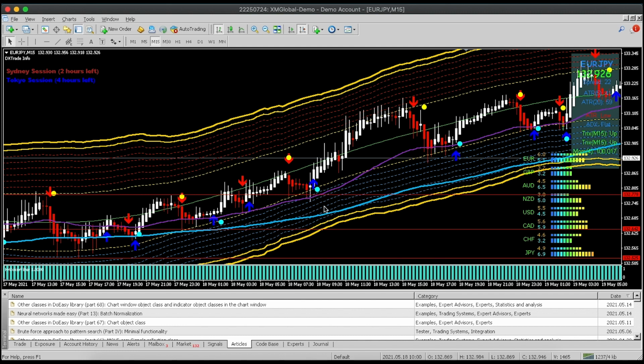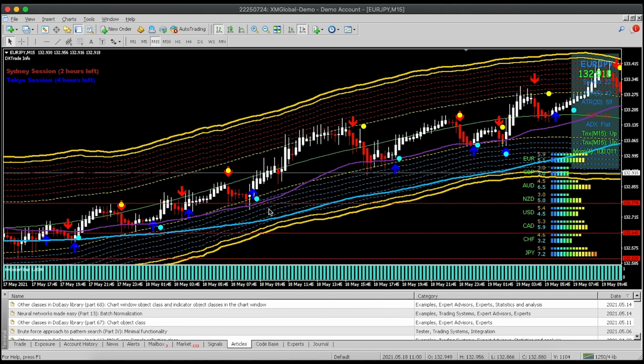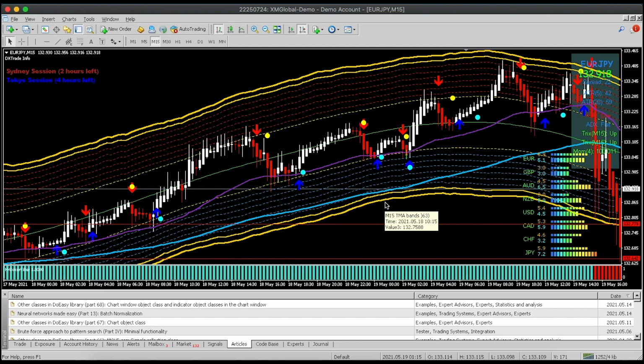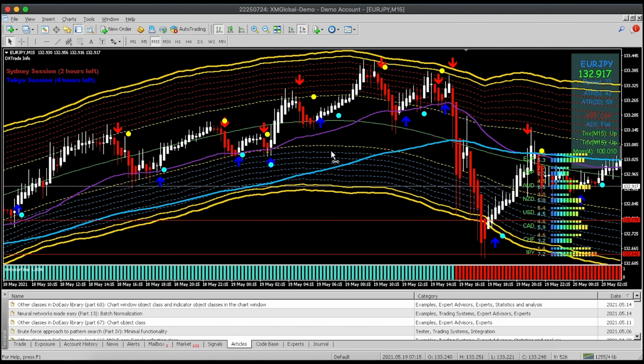It's quite simple, it's quite straightforward for you to follow. It's not rocket science, guys. Once you follow the trend, follow the signals, and you're disciplined, you will be profitable. And this is the 15-minute time frame.